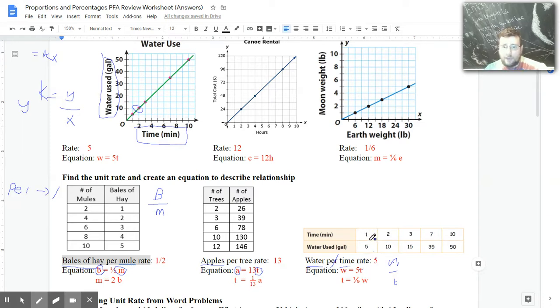You could also have done time divided by gallons, in which case you would have gotten 1/5 instead, and the variables would be the other way around. Either of those two options works, but remember, it's usually going to work in the order the problem gives it to you. All right. Hope you're getting this so far.